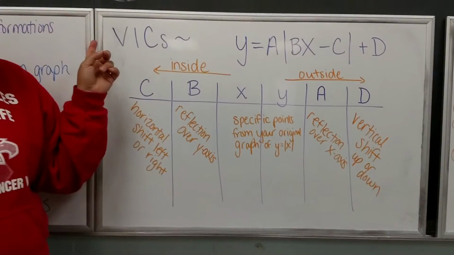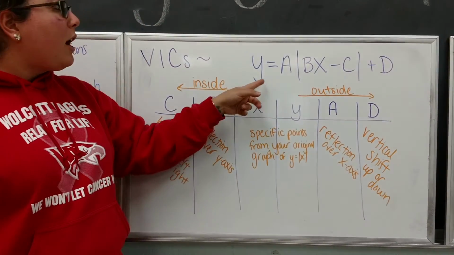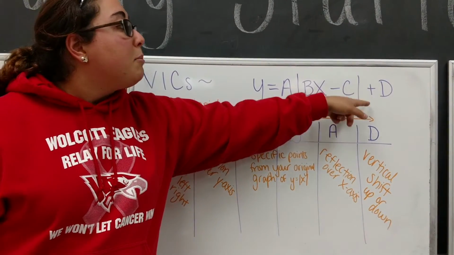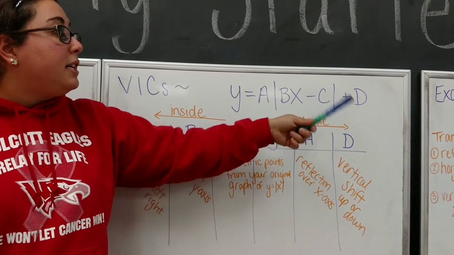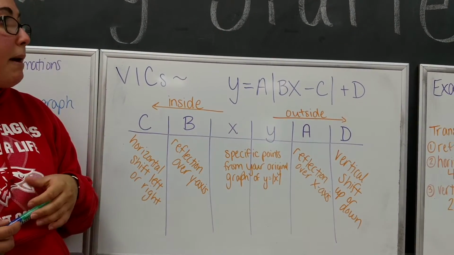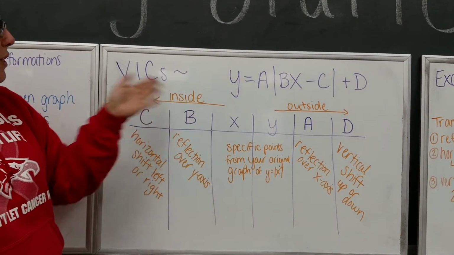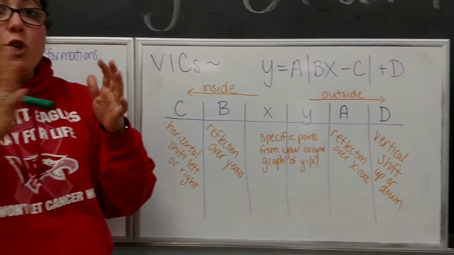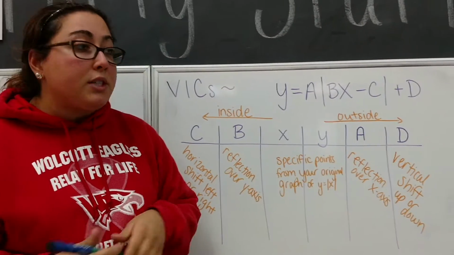So for our transformations, you need to know our main general equation, which is y equals a times the absolute value of bx minus c plus d. Each of these have different meanings, a, b, c, and d, but we're solely going to be talking about c and d today. This is a chart that's going to help us set up what our values used to be compared to what they're going to be after we go through these transformations.